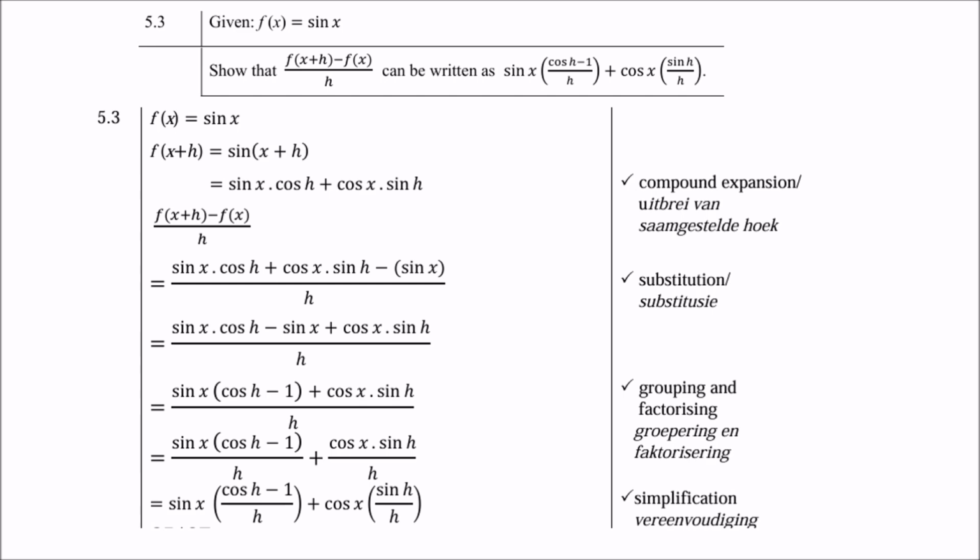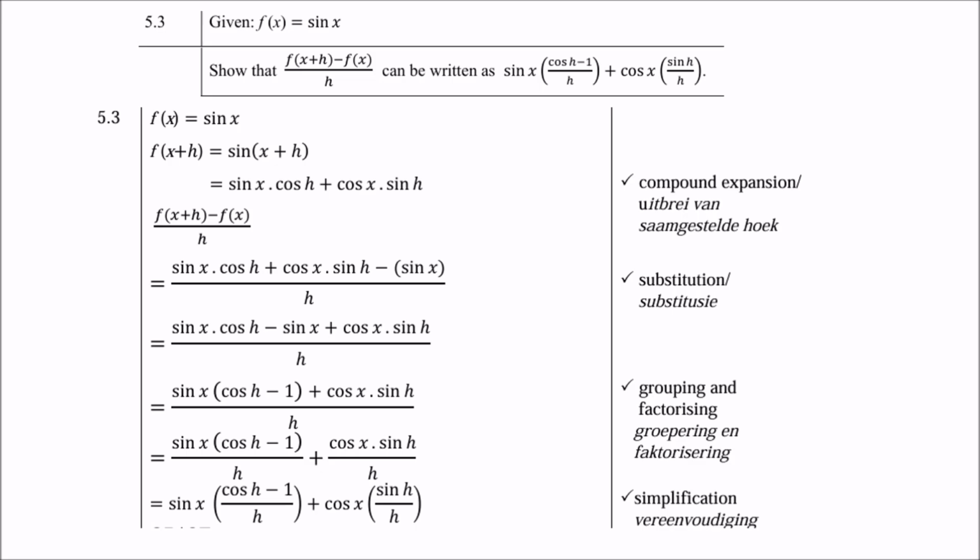Then I'm going to split the two. Remember the inverse of LCM: when you add fractions, you find the LCM h. Now I'm going to reverse that. So the h will be divided back into sine x into cos h minus 1 and also into cos x sine h. So I split the two with a plus in the middle, and then I get what I was supposed to prove: sine x into cos h minus 1 over h plus cos x into sine h over h.